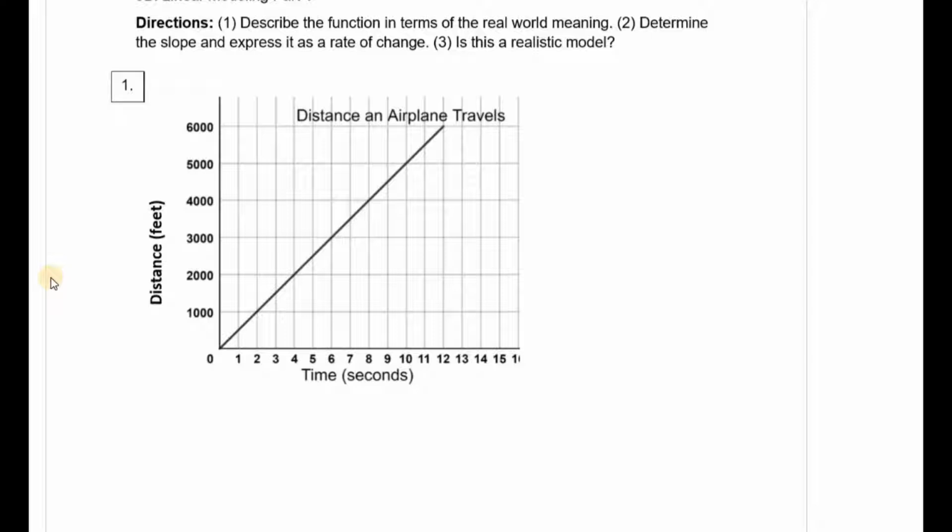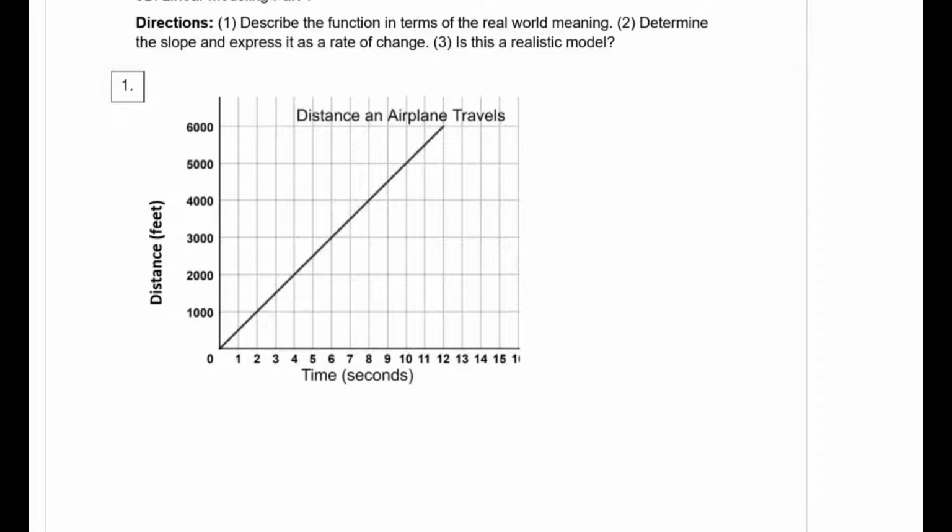For these next few problems, we are going to follow these directions. We're going to describe the function in terms of the real-world meaning, determine the slope and express it as a rate of change, and then answer the question, is this a realistic model? Problem number 1. The title of this graph is The Distance an Airplane Travels. The horizontal axis, which represents the independent variable, is time in seconds. The vertical axis, which represents the dependent variable, is distance, which is measured in feet. So this graph is showing how the distance changes over time.